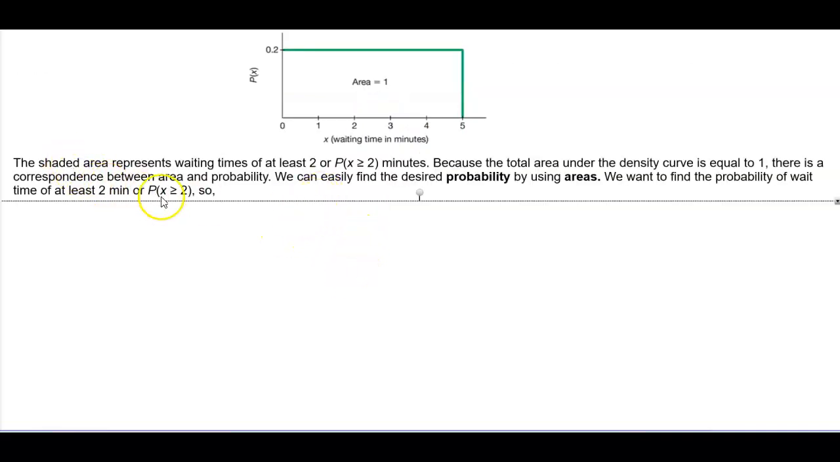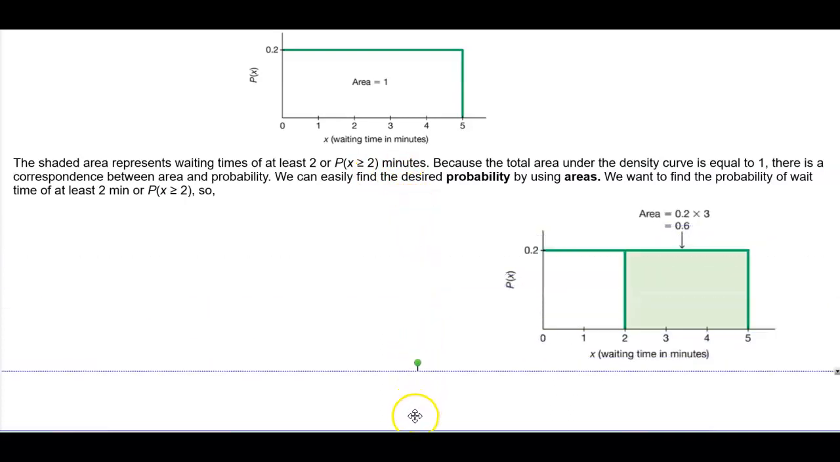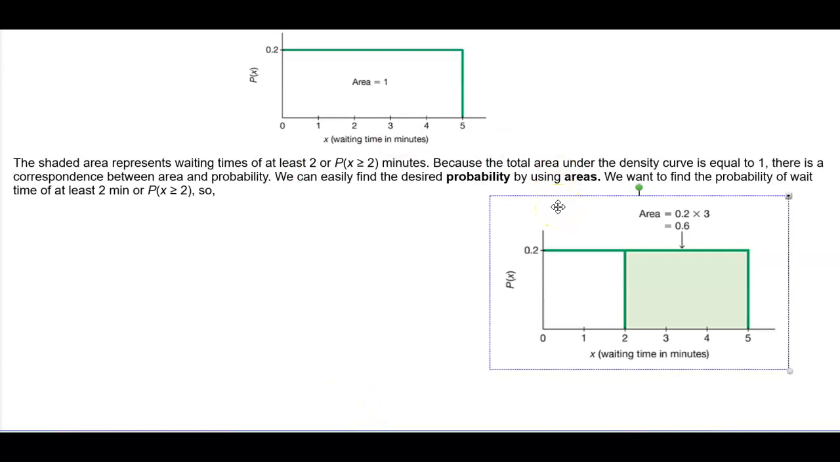Now, what we want to do is find the waiting times of at least 2, or the probability of x being greater than or equal to 2 minutes. So let's take a look over here. Down here, the shaded area represents the waiting times of at least 2, because it is greater than or equal to 2. So we're shading everything in there. Now, because the total area under the density curve is equal to 1, there is a correspondence between area and probability. We can easily find the desired probability by using areas.